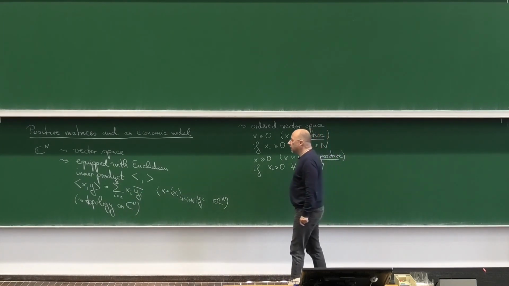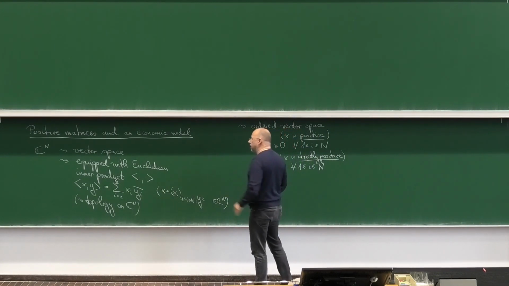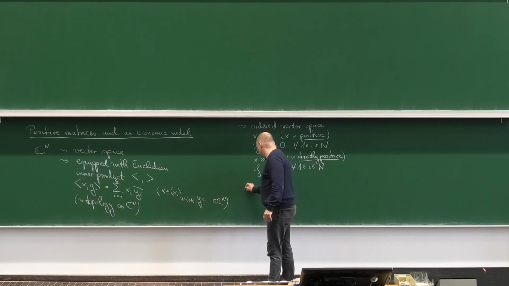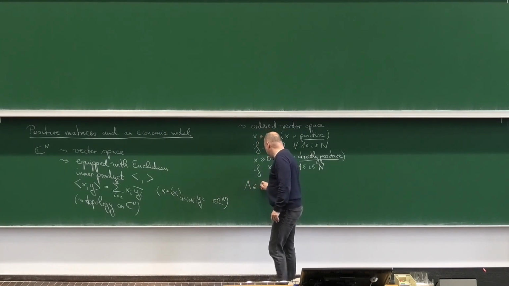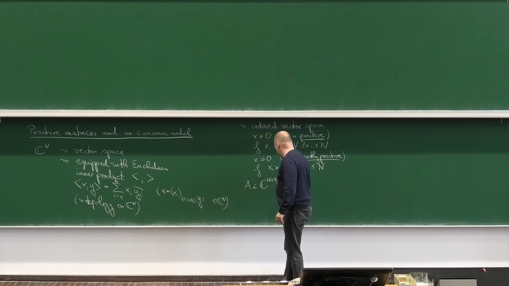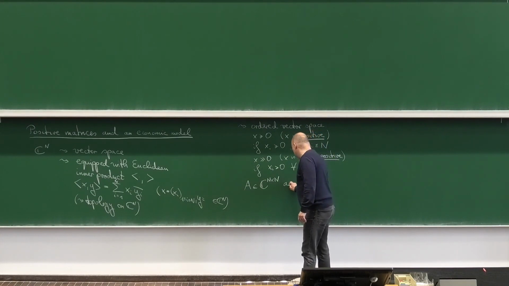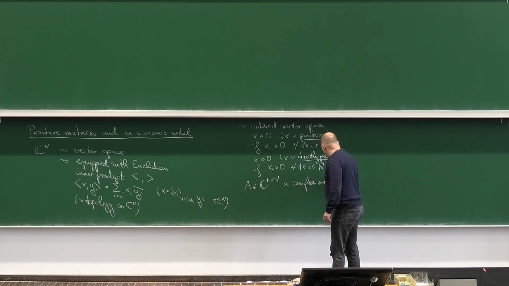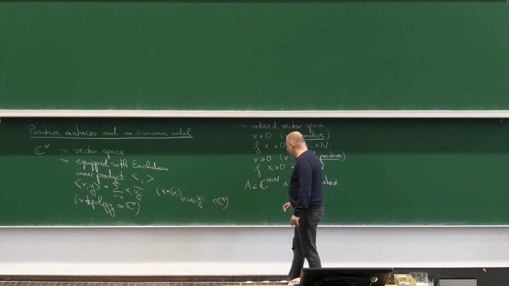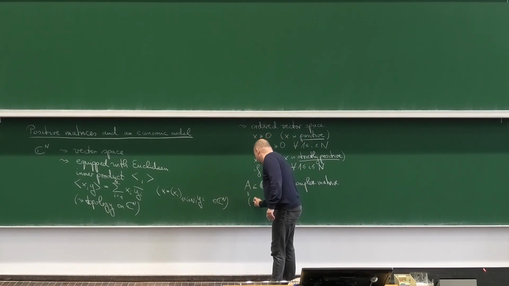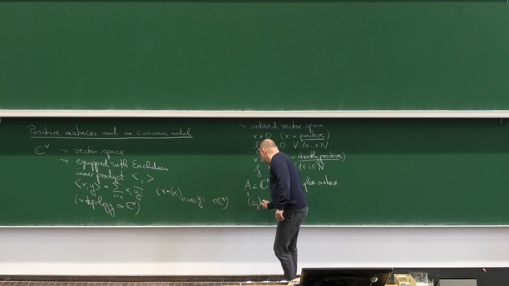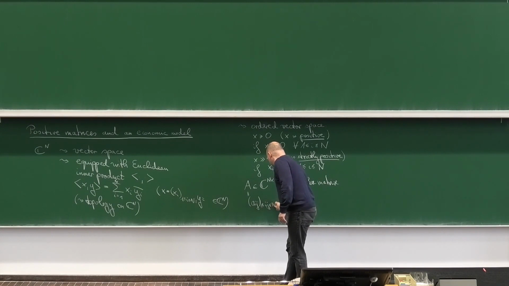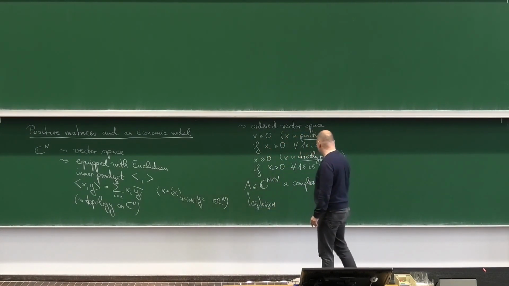And on Cn we consider matrices or linear mappings, but here we take matrices. That's a complex matrix. And we say here the components, we write it as Aij, and here i and j are between 1 and n. So these are the components of the matrix.